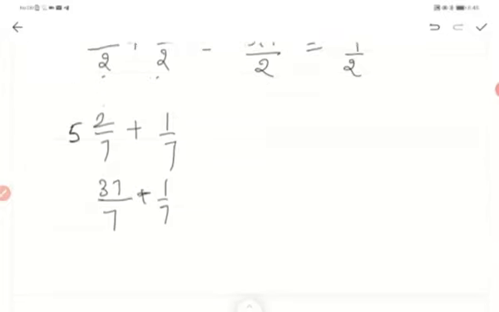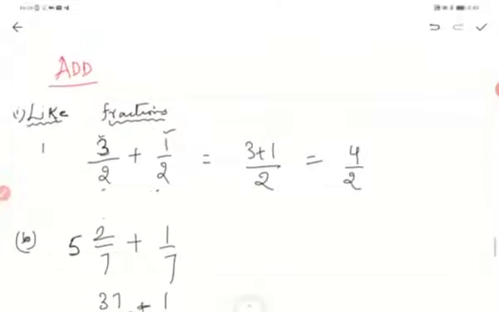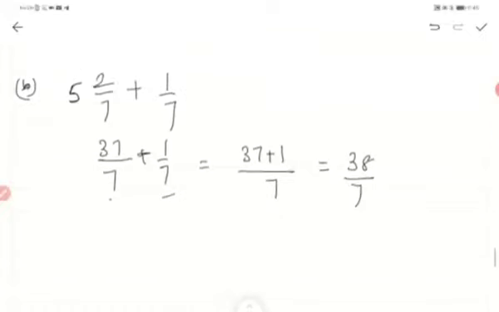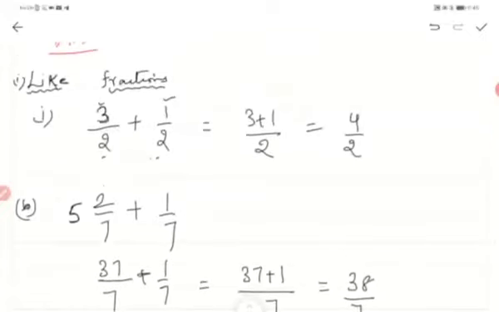Okay, so now we have the numerator and denominator the same. So what you will do? 37 plus 1 divided by 7. This will be how much? 38 by 7. Alright, isn't it? This addition is very simple. I think you already know about this.